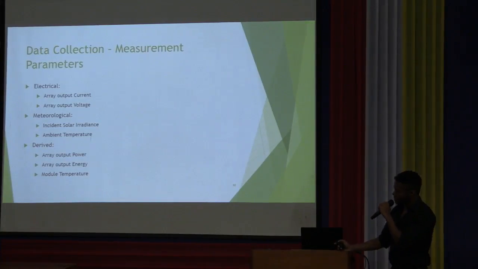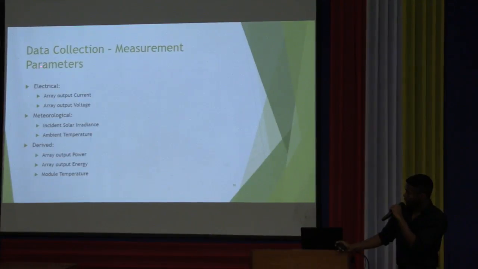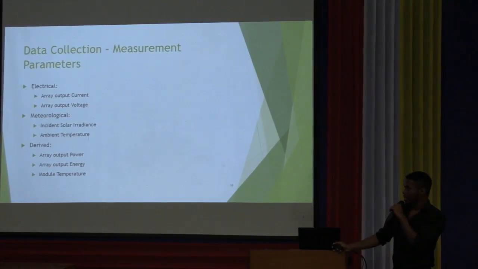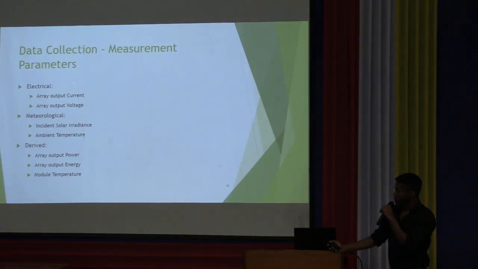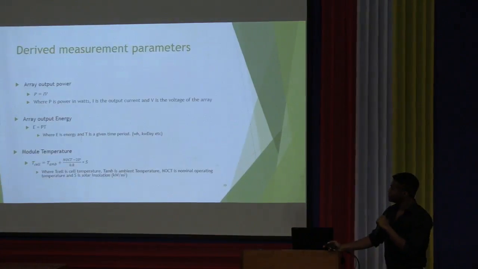So just to give you a bit of an overview or a recap, just to make things a bit clear, the electrical parameters that the system will be measuring are current and voltage. The meteorological parameters are the incident solar irradiance and ambient temperature. And from these, you can derive the array output power, your array output energy, and your module temperature.